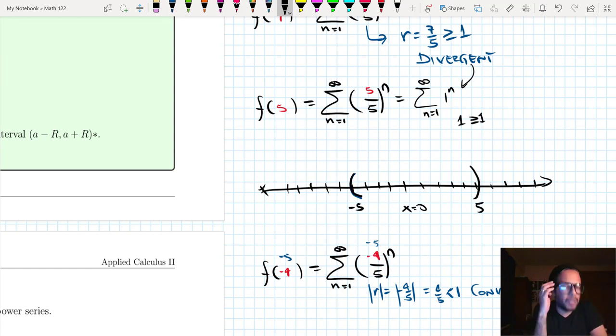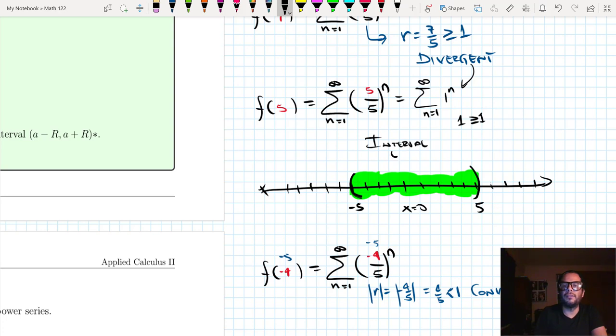But look at what I'm doing. Do we have to do all this for every single series by exhaustion? No, we don't have to do this. I'm going to call this the interval of convergence.